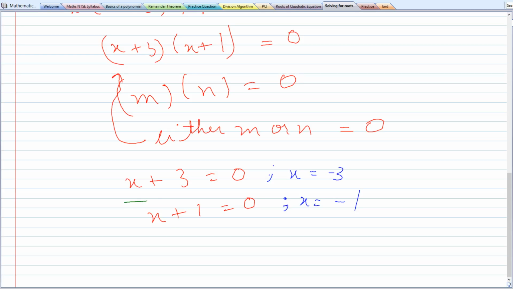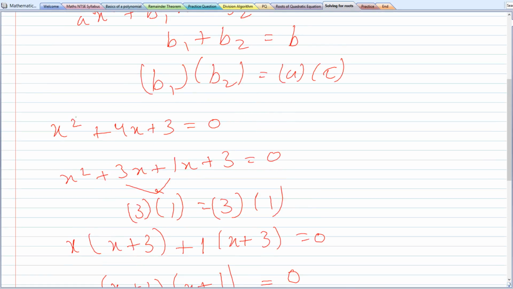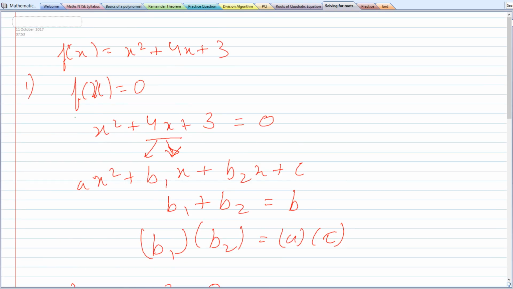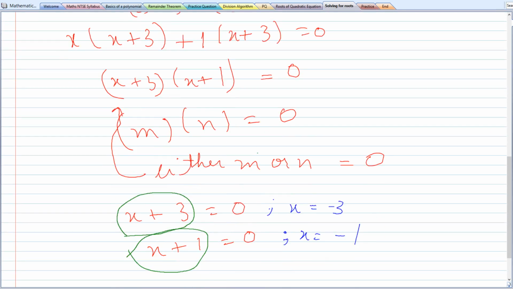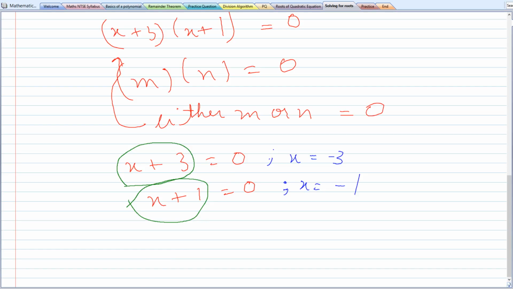This also tells me that x plus 3 and x plus 1 are the factors of the given quadratic equation. So x square plus 4x plus 3 has two linear expressions as its factors, that are x plus 3 and x plus 1, and minus 3 and minus 1 as the roots. Minus 3 and minus 1 are the roots of this equation, and x plus 3 and x plus 1 are the factors of this equation.